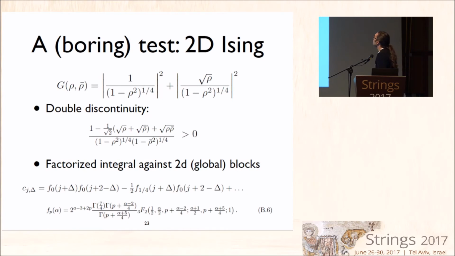So there are some application tests. The first thing I did is try this for 2D Ising and hope that it works. So first step, you take this result, you take its double discontinuity, it's positive, like it should be. This theory makes sense. Then you have to integrate it against this block. The idea is that this is a sum of two Virasoro blocks, but what we've been using so far are the global blocks. So when you expand this guy into global blocks, you get infinitely many things. So you have to integrate against its blocks. The blocks are factorized, so you get a product of two integrals, which should be 3F2s.